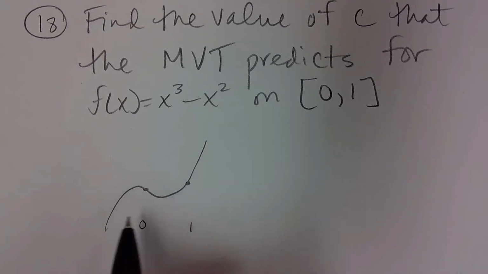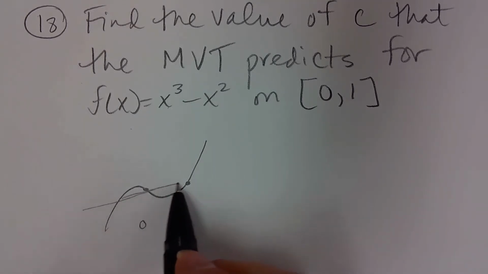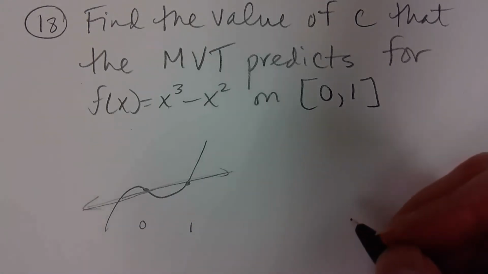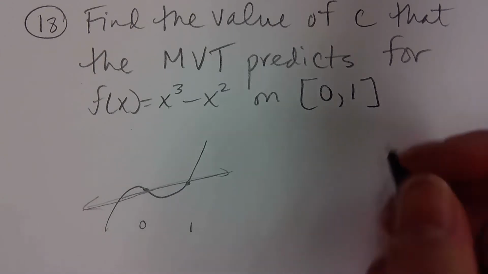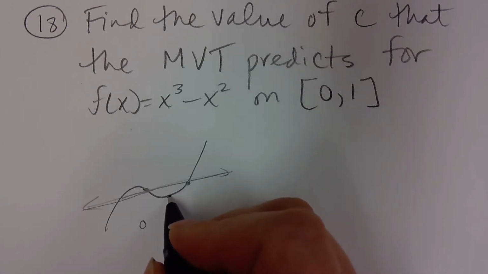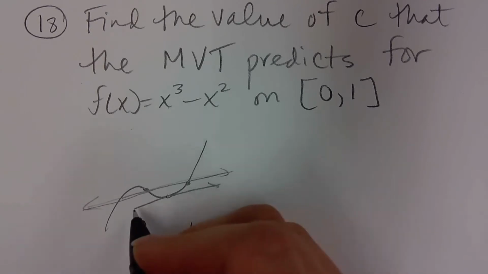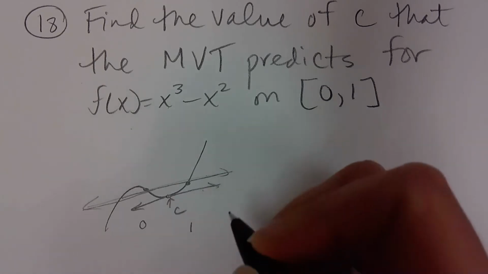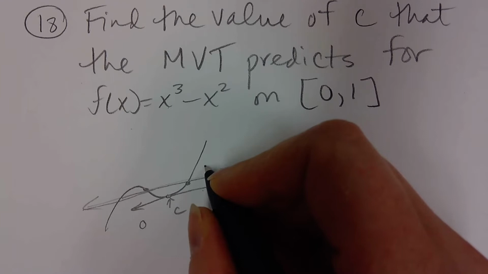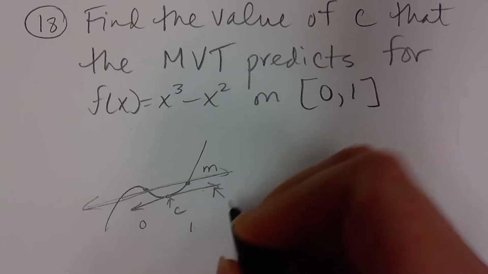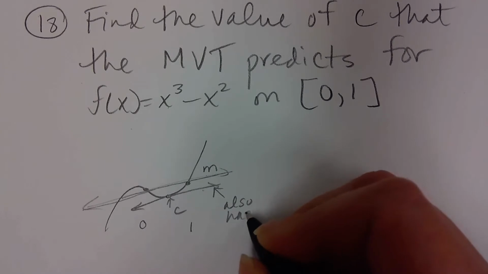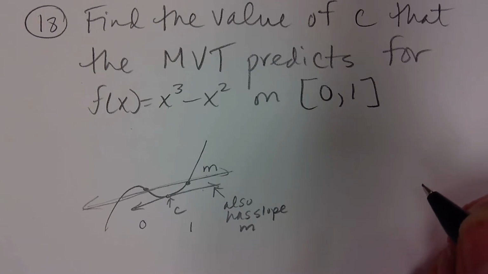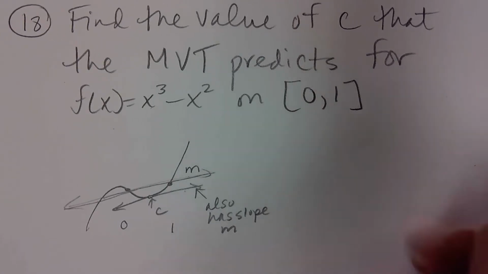So if I connect these 2 points, this would be my line that connects those 2 points. And if I look at the slope of this line, the mean value theorem predicts that I will have a slope of a tangent line that would be equal. So that's why I drew the lines parallel at some point. This would be our value of c. If my slope on this line is m, this one right here would also have slope m.